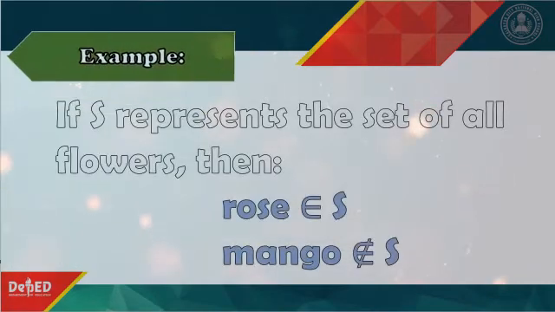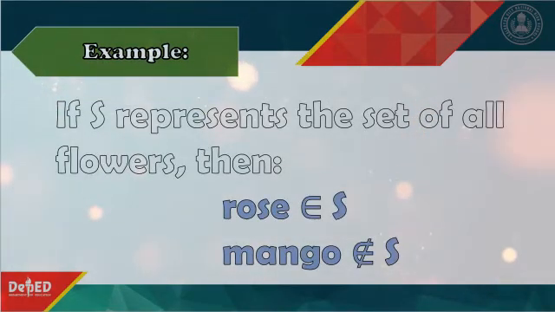For example, if S represents the set of all flowers, then rose is an element of set S, and mango is not an element of set S.